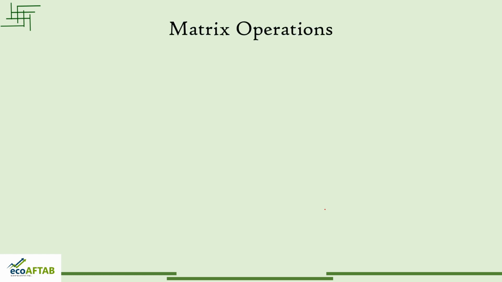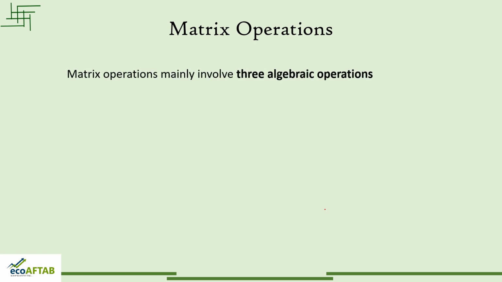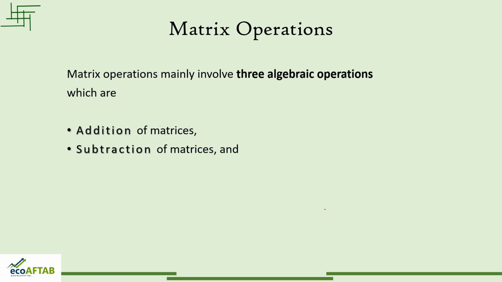Now, we shall see matrix operations. When you speak about matrix operations, they mainly involve three algebraic operations. They are addition of matrices, subtraction of matrices and multiplication of matrices. Friends, we don't make use of division of matrices because that particular operation we do by inversing the matrix. So later on, in the next sessions, we will understand. As of now, remember, we are making use of addition, subtraction and multiplication of matrices.